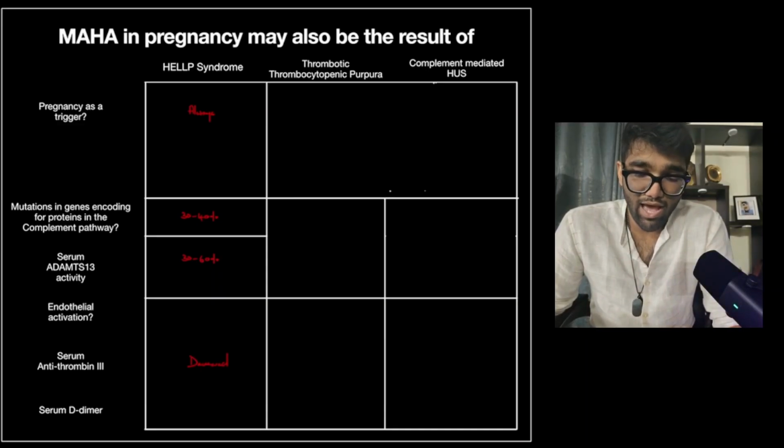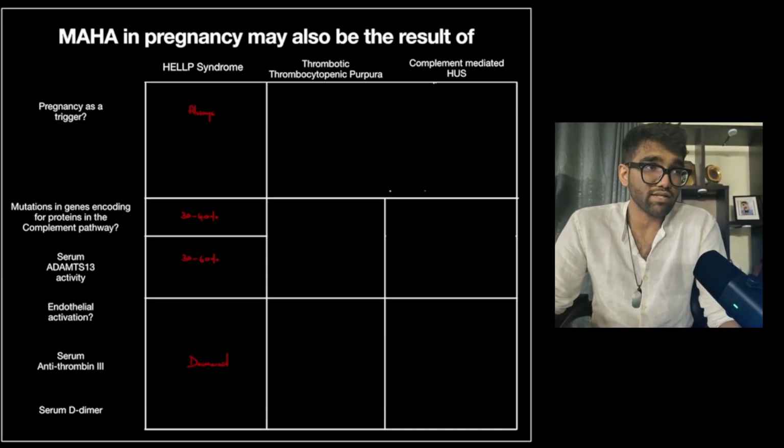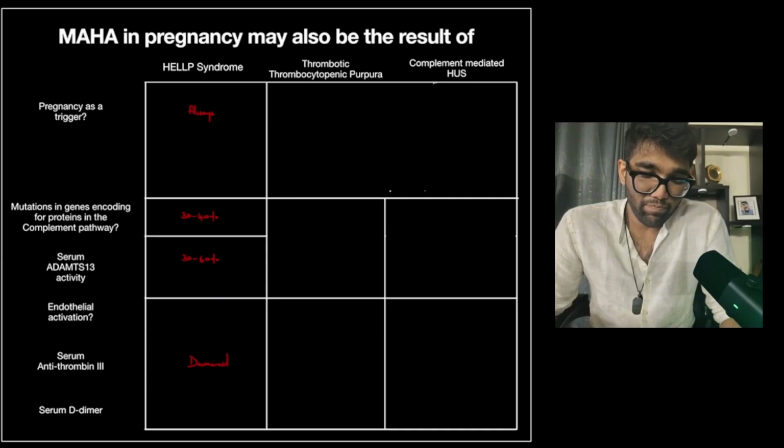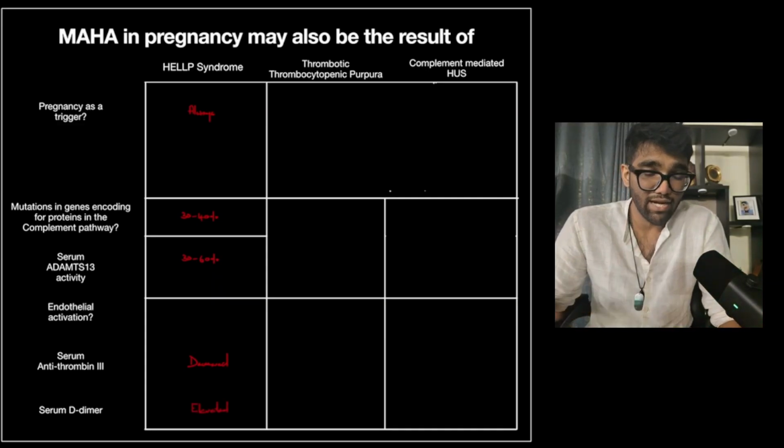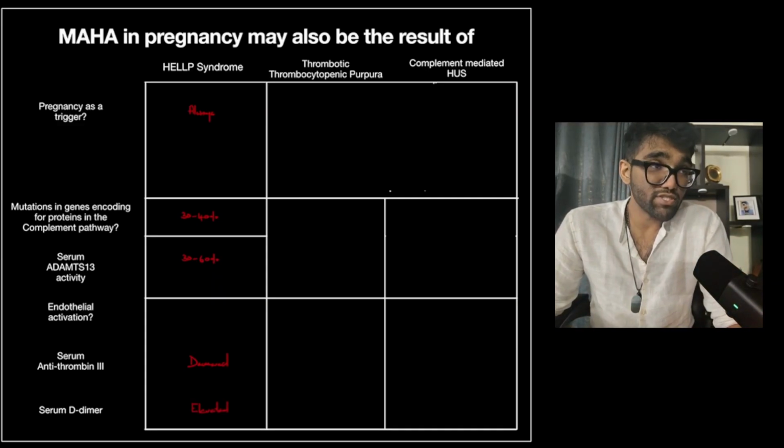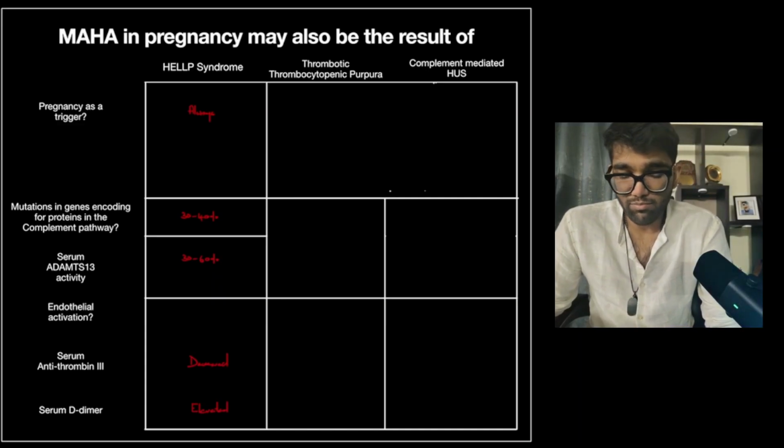Antithrombin 3 levels are decreased because there is, as I've discussed, endothelial damage happening here. So the antithrombin 3 anticoagulant shield is lost, and therefore serum levels are low. And D-dimer levels are increased because again there is microvascular thrombosis.